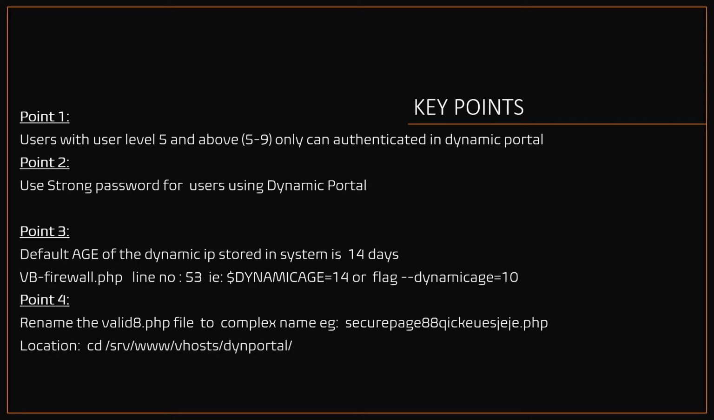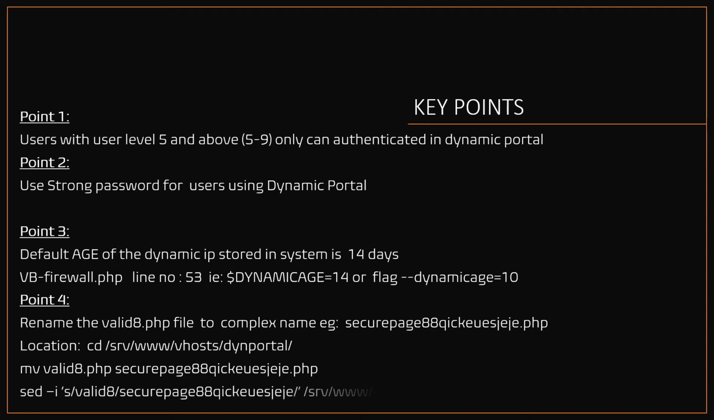The default location of the dynamic portal page is /srv/www/vhost/dyn portal/. Use the mv command to rename the file, as shown here. Also you need to rename the word validate in your renamed file. Use sed -i, as shown here. In this video description I have provided these commands.